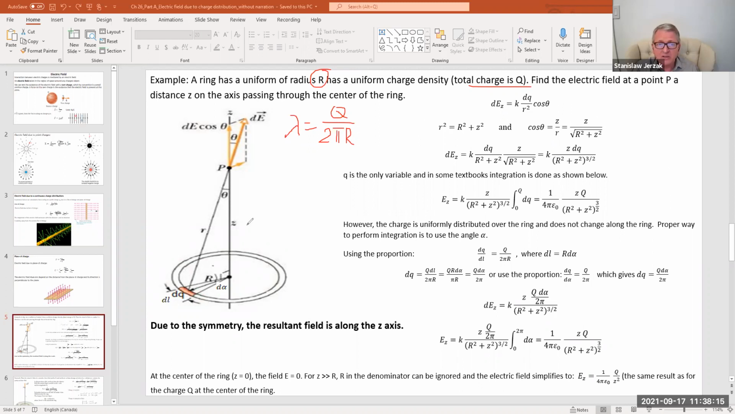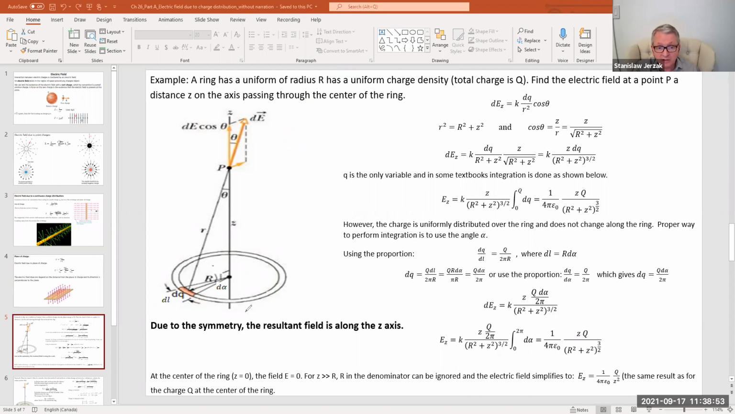But in this case, I will find the electric field at point P in terms of capital Q and capital R, but not in terms of lambda. But of course, this is the relation between capital Q, R, and lambda. So please, whenever you solve problems or review lecture notes or the textbook, it's very important to understand the meaning of different quantities and to understand what the question is.